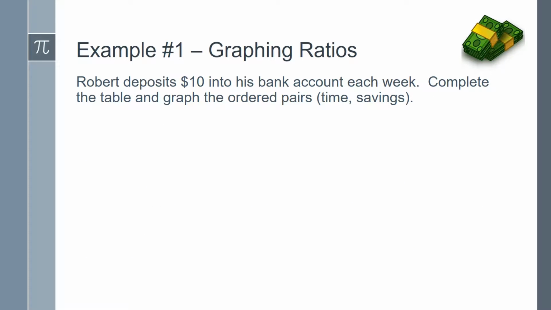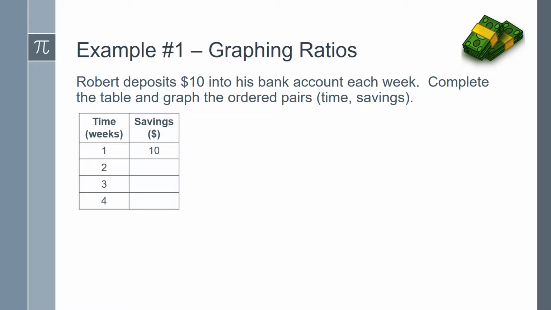Example number 1. Robert deposits $10 into his bank account each week. Complete the table and graph the ordered pairs. In this case, we'll use time for the x value and savings for the y value. So we set up our table with time in weeks on the left and savings in dollars on the right. He saves $10 after 1 week, $20 after 2 weeks, $30 after 3 weeks, and $40 after 4 weeks.